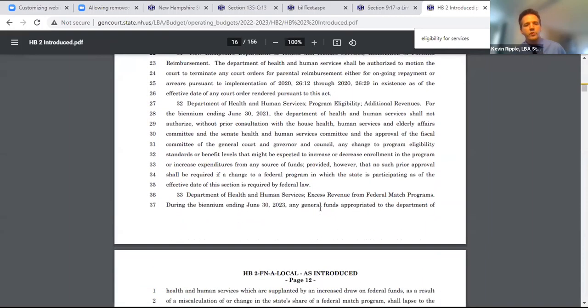And moving on, section 32 is boilerplate language that's been in the last several trailer bills. It prevents the department from changing eligibility standards or benefit levels that would increase or decrease enrollment without the prior consultation of the House HHS and Elderly Affairs Committee, and the same committee in the Senate.